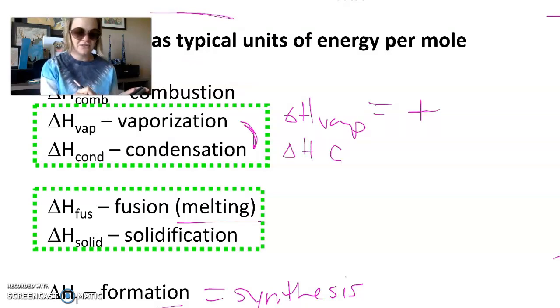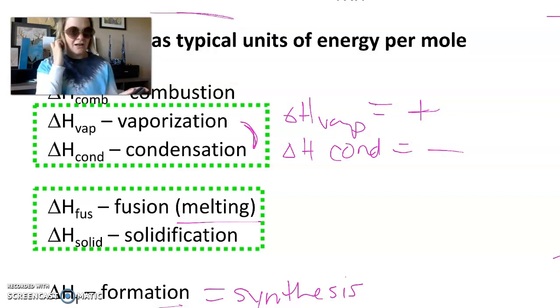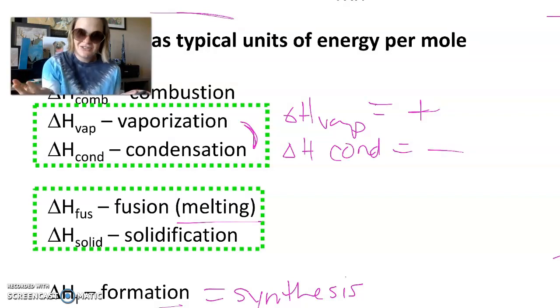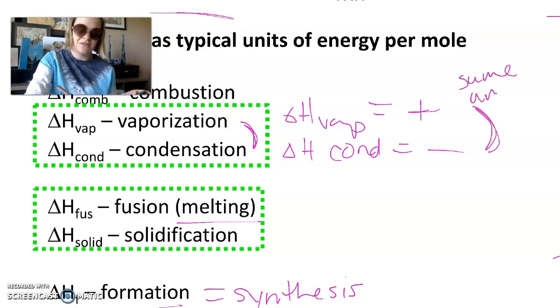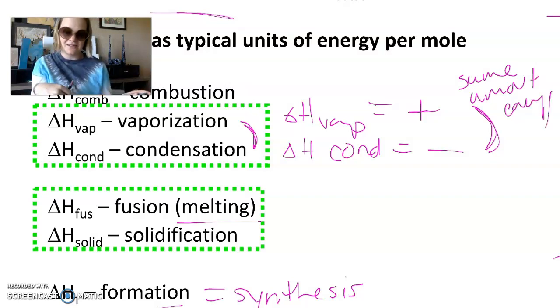Delta H COND will always be negative. Combustion reactions, you can guess, they're all exothermic. They're always going to give energy off. But these values for the vaporization and the condensation will be the exact same amount of energy. And the only difference is that one's endo, one's exo.